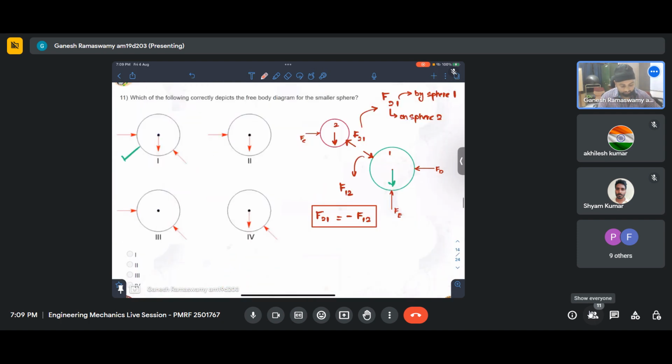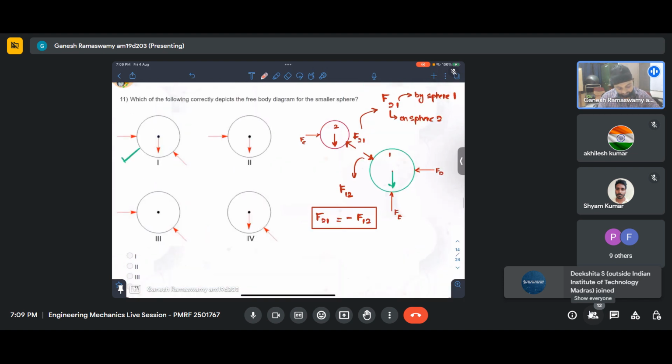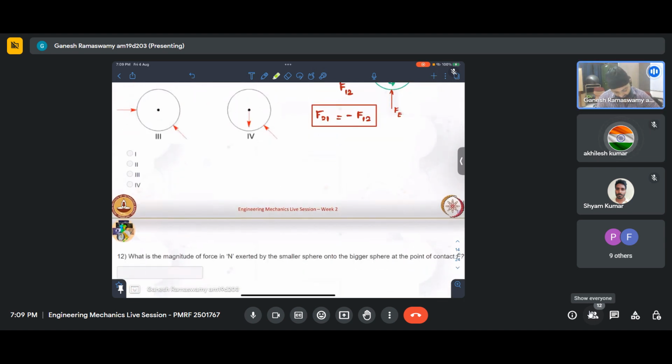तो हमने देखा कि ये जैसे पहला वाला फ्री बॉडी डायग्राम है, इसमें वेट को भी अकाउंट पे लिया है, दूसरे स्फीयर से जो फोर्स आ रहा है उसको भी अकाउंट में लिया है, और बॉक्स के कॉन्टैक्ट को भी अकाउंट पे लिया है, तो इस वजह से ये सही है. बाकी सब में कोई एक चीज को अकाउंट नहीं किया हुआ है, इस वजह से दोज वर नॉट करेक्ट. आई होप दैट इज क्लियर, है ना? ओके, तो दिस इज ऑप्शन नंबर 1.